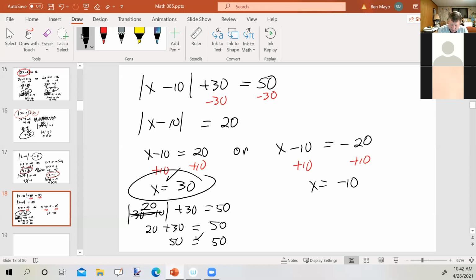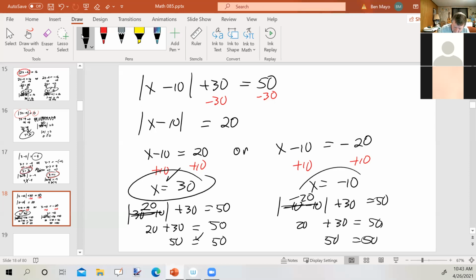The second solution, x equals negative 10. So we get negative 10 minus 10, absolute value of that, plus 30 equals 50. Well, negative 10 minus 10 is negative 20, and the absolute value of negative 20 is 20. And 20 plus 30 equals 50. So again, both solutions check.